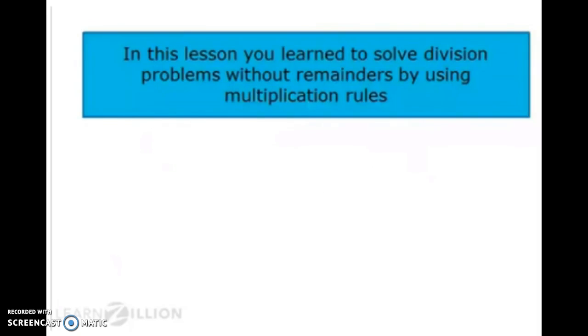In this lesson, you learned to solve division problems without remainders by using multiplication rules.